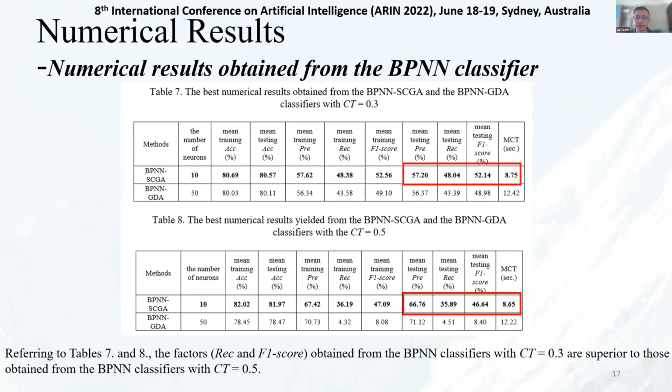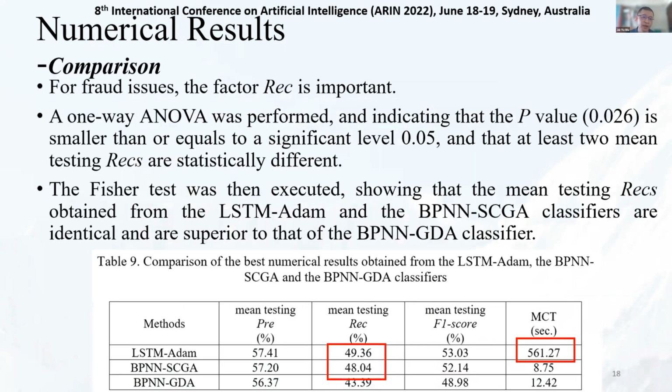Numerical result obtained from BPNN classifiers, referring to tables 7 and 8, the factors recall and F1 scores obtained from BPNN classifiers with CT value 0.3 are superior to those obtained from BPNN classifiers with CT value 0.5. Comparison. Table 9 lists the comparison results. For fraud issues, the factor recall is important.